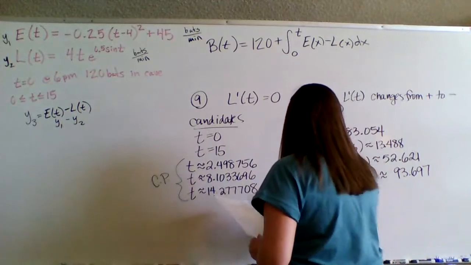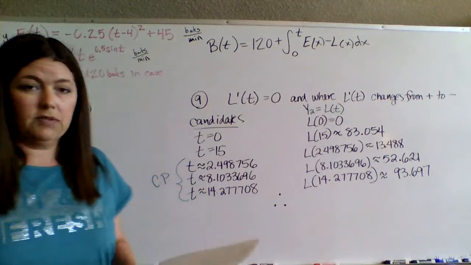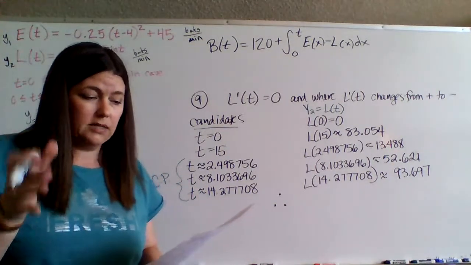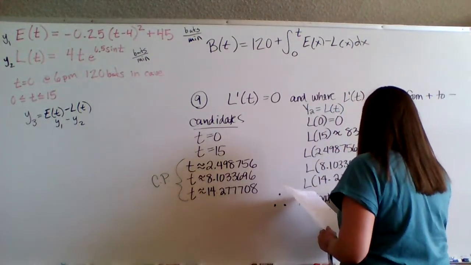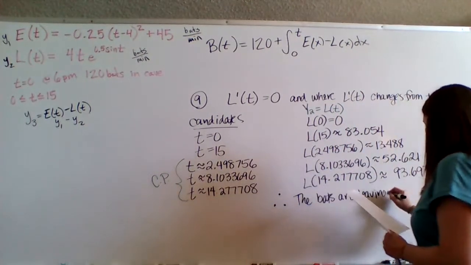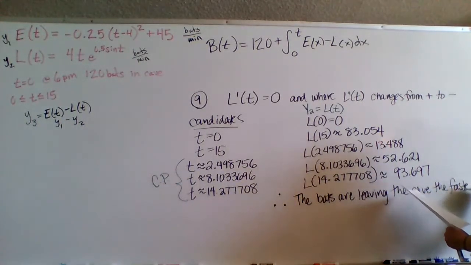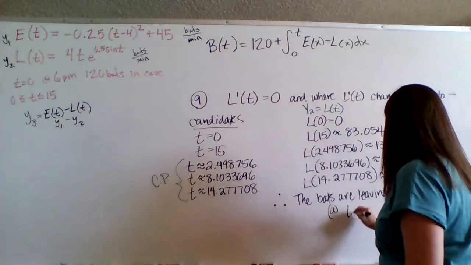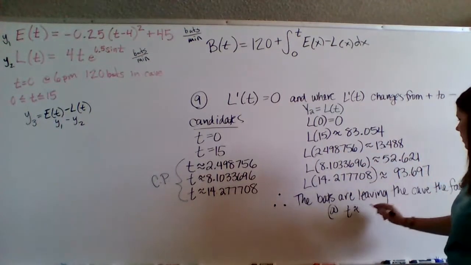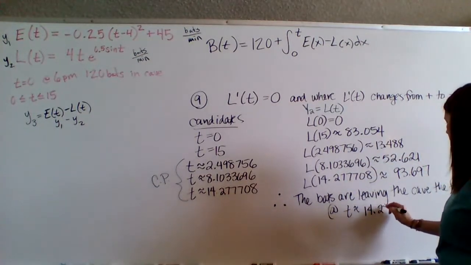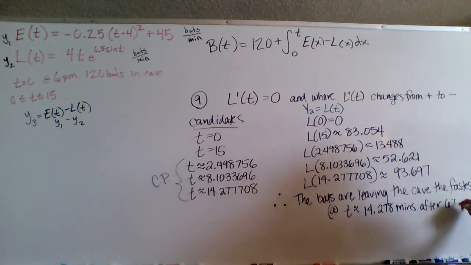Okay, so we just got to kind of wrap it up like we typically do with EVT, right? So with EVT, we have to kind of answer the question. It only asks us when, so we only had to find the time. So therefore, the bats are leaving the cave the fastest at t is approximately, well, this time gave us the bigger number of bats per minute leaving. So 14.278 minutes after 6 o'clock p.m.